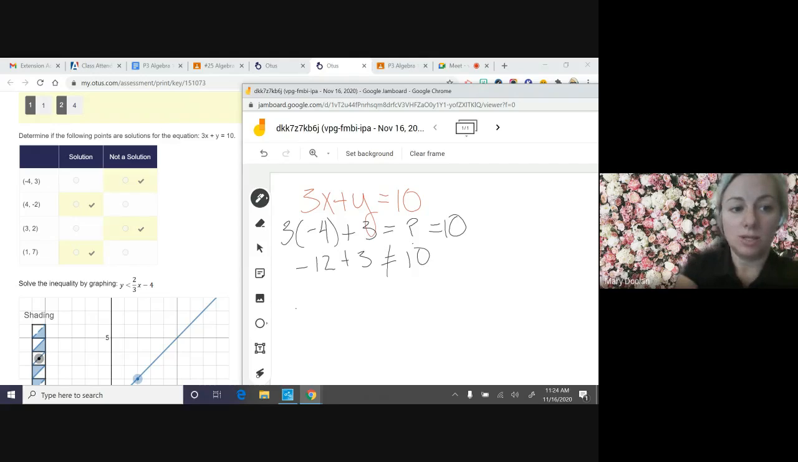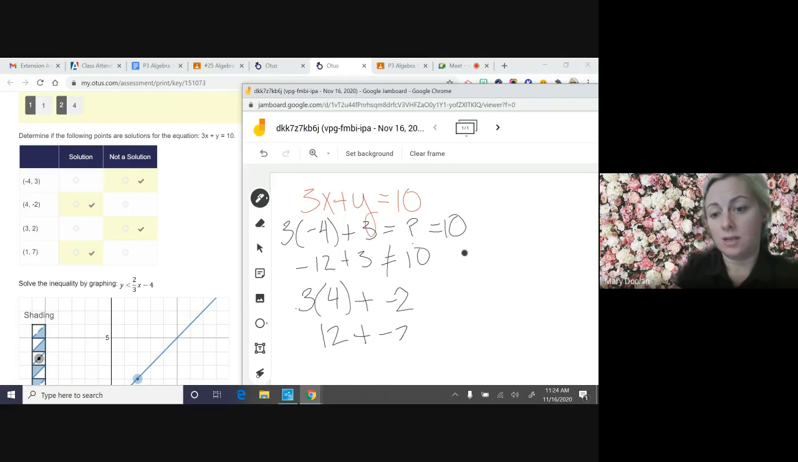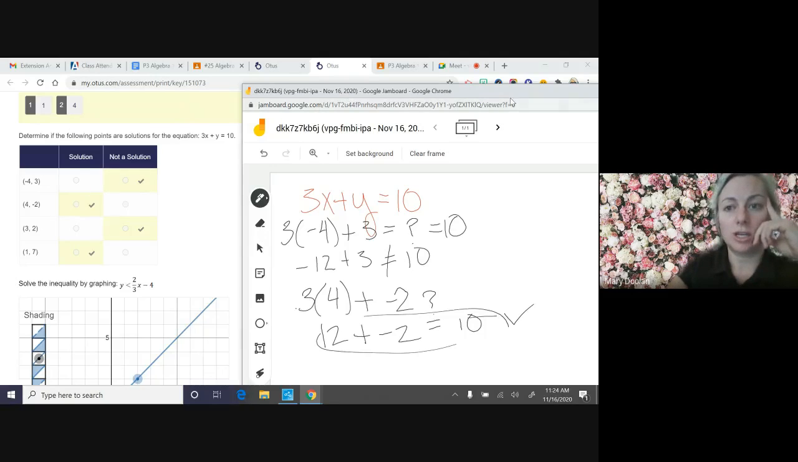Whereas if I choose the next one down, 3 times 4 now, plus -2 instead of 3, then if I simplify this, 12 plus -2, well, the question is, does that equal 10? That is the question. Does it equal 10? 12 plus -2, yeah, that does equal 10, so that one does work. Okay, so you're just plugging in and checking on those ones.